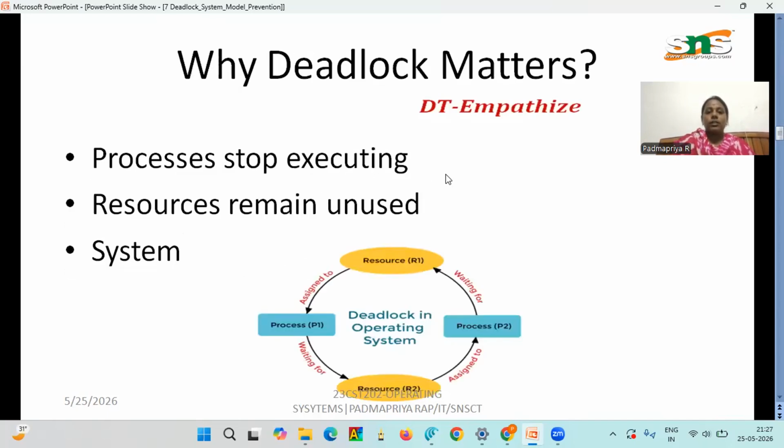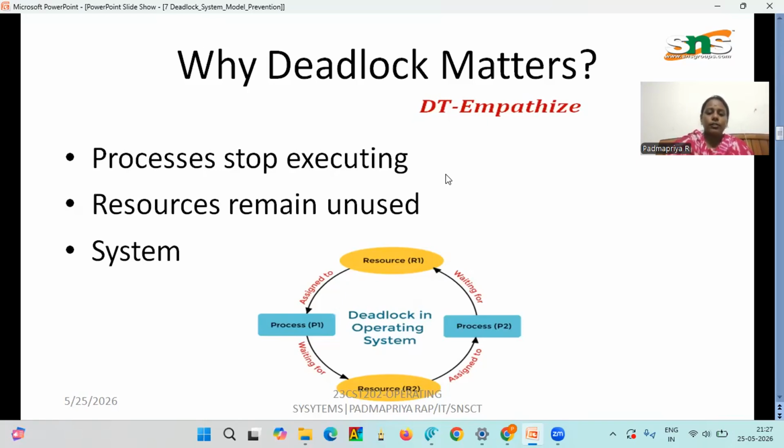that particular process. So why deadlock matters? This is the emphasis of deadlock. Processes stop executing, resources remain unused, and the system, once the particular resource can't be assigned to the process, resources remain unused, because the requested resource could be allocated to some other process. So that execution can happen, but the requesting process is held up for allocating the resources. So the system will get stuck.